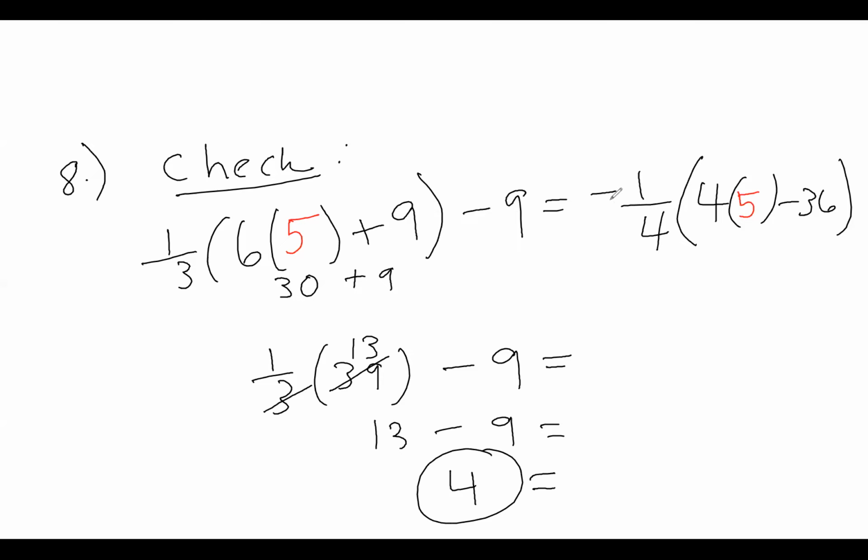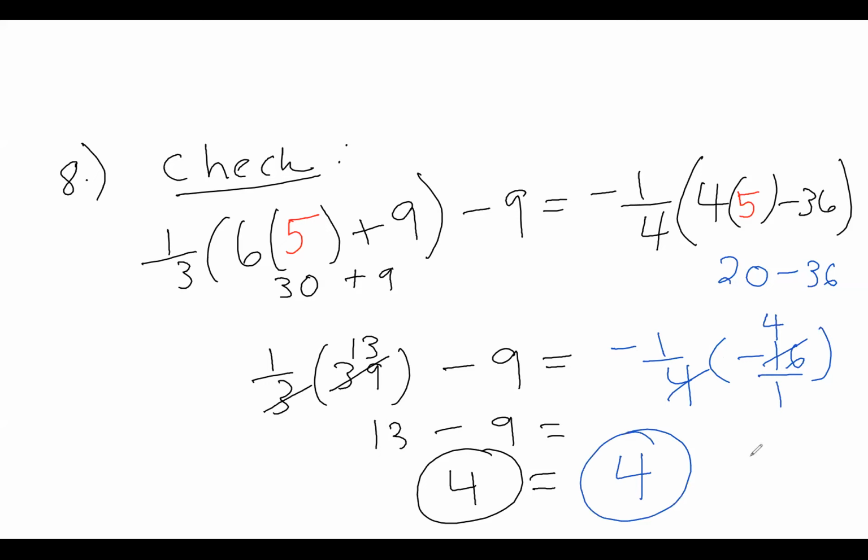So on the right side, -1/4, parentheses, 4 times 5 minus 36. So 4 times 5 is 20. 20 minus 36, that's going to be -16 in parentheses. So I have -1/4 times -16. All right, if you put the 16 over 1, let's see, negative times negative, this will be positive. The 16 and the 4 can cancel out because 16 divided by 4 is 4. So this is really -1 times -4, which is also equal to 4. So it checks. Okay, good.